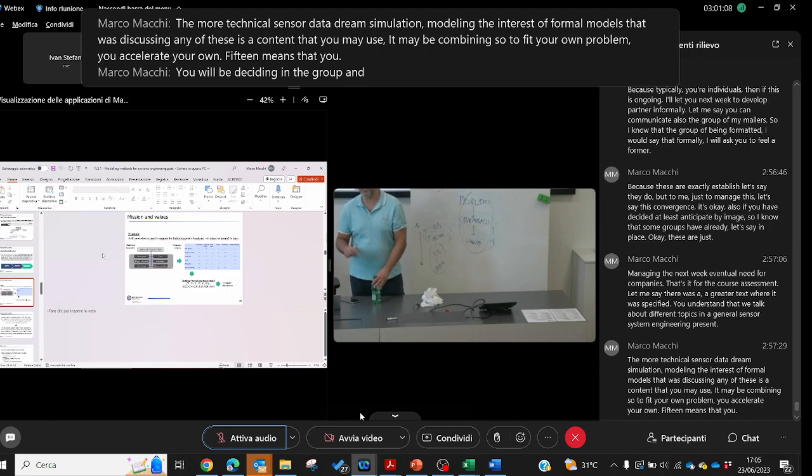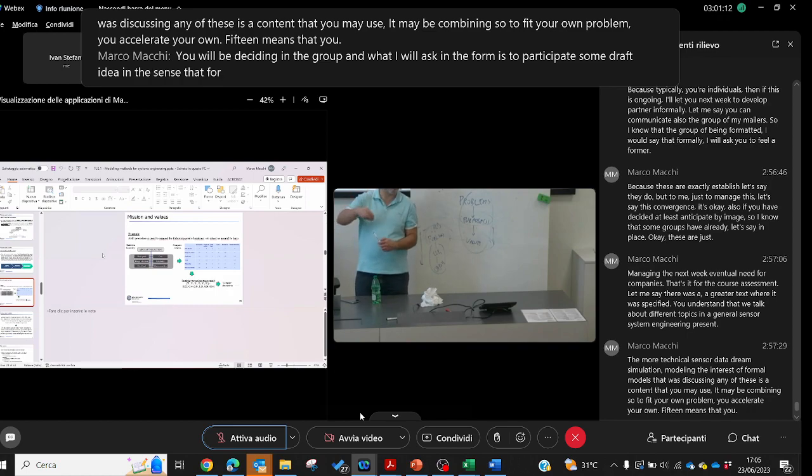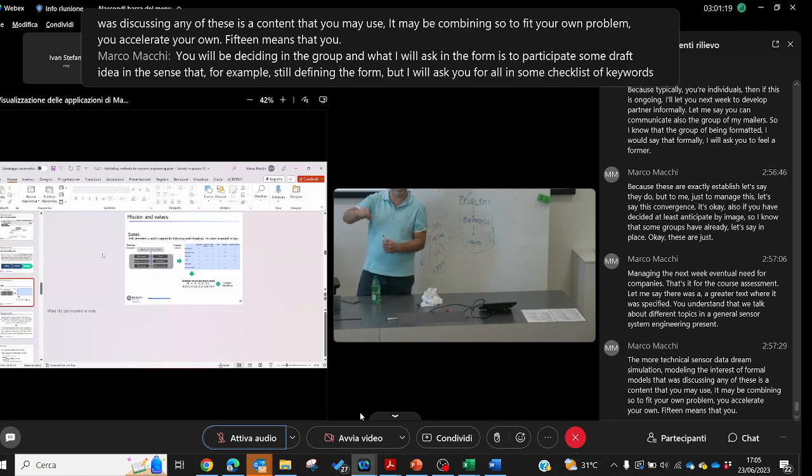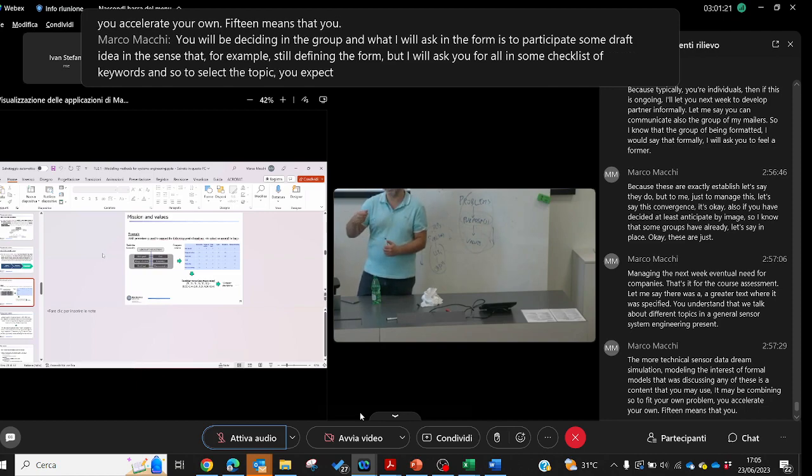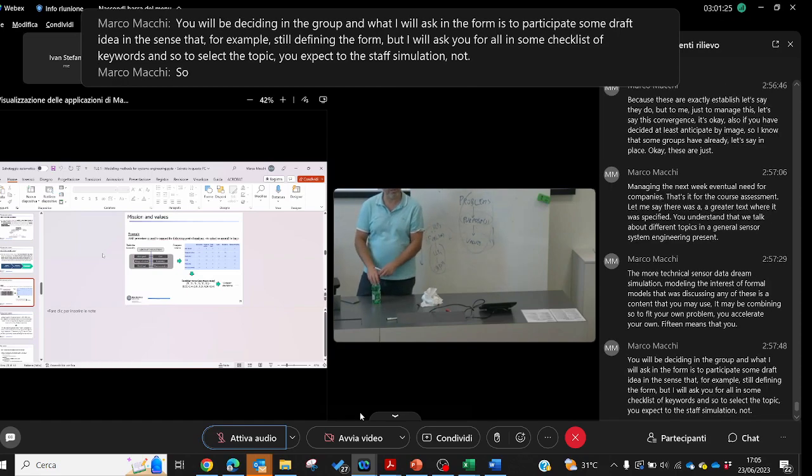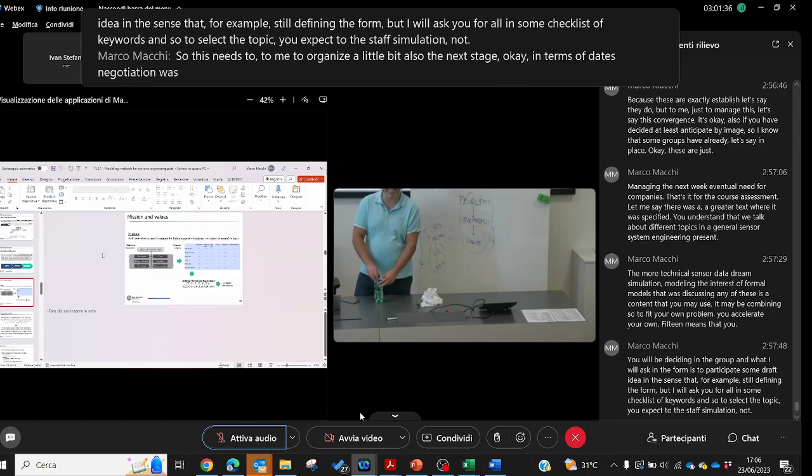What I will ask in the form is to anticipate some draft idea. I'm still defining the form, but I will probably ask you for a checklist of keywords to select the topic you expect to discuss. This helps me organize the next stages a little bit. In terms of dates, negotiation is of course there, and we are quite flexible except for one matter.